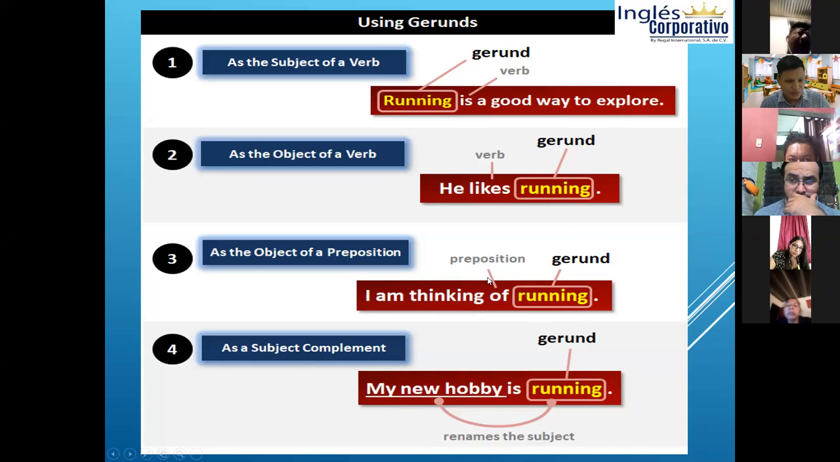For example, this one. Let me see, Wendy, help me to read it, please. I am thinking of running. Of running, yes, really good. In Spanish? Yo estoy thinking, corriendo, thinking of it. Thinking? Pensando en correr. En correr, muy bien.